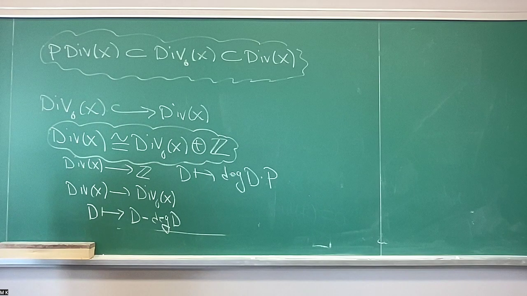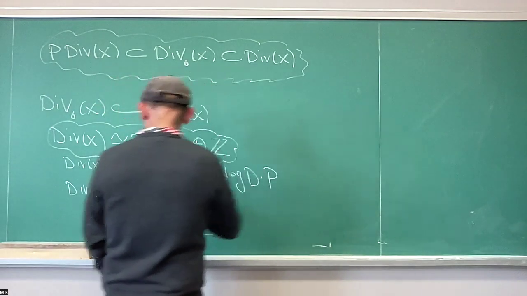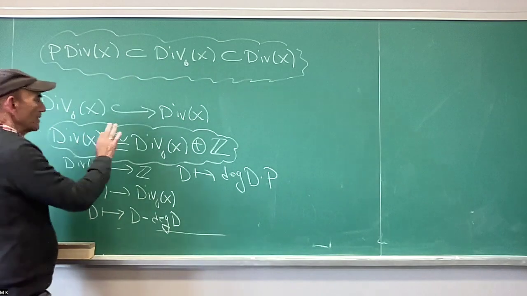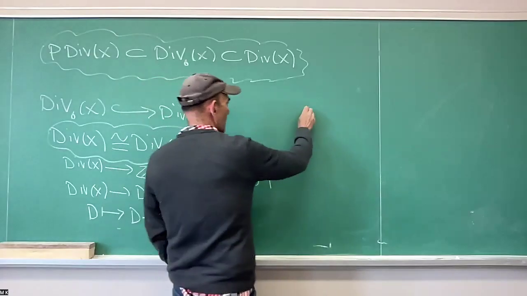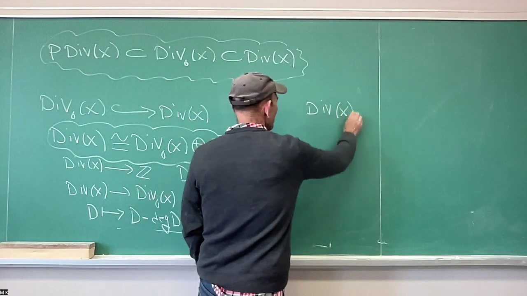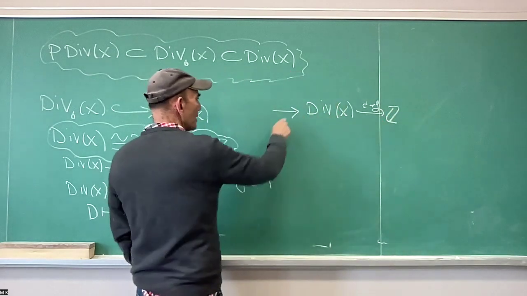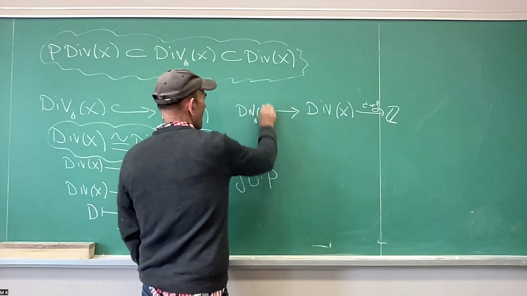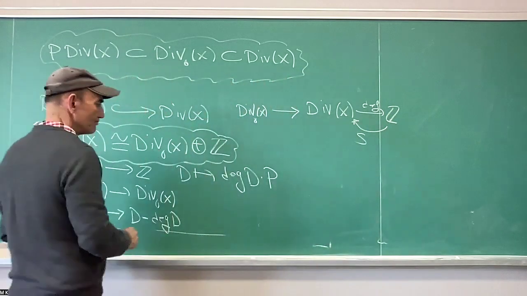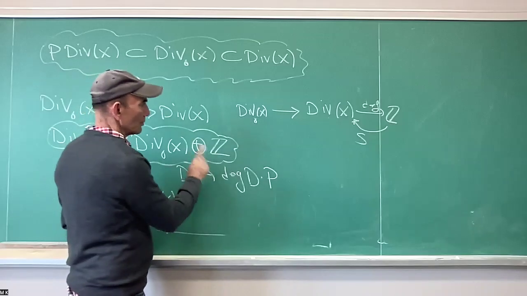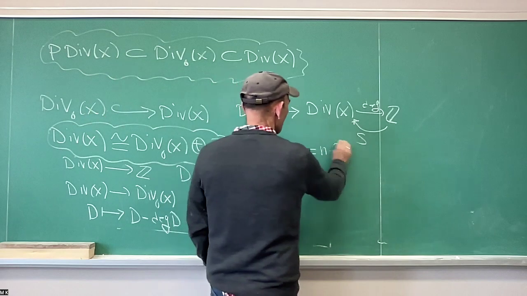So what is the short exact sequence? You take an augmentation map from divisors of X. I have this map, div X, which is the degree. This is the augmentation map. And the kernel is div 0. And then I'm saying that there is a splitting here, and this is the splitting map. Let me finish. So this is the splitting map. S of n is equal to n times P.